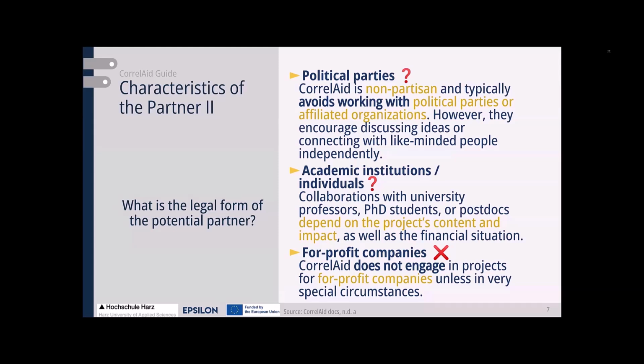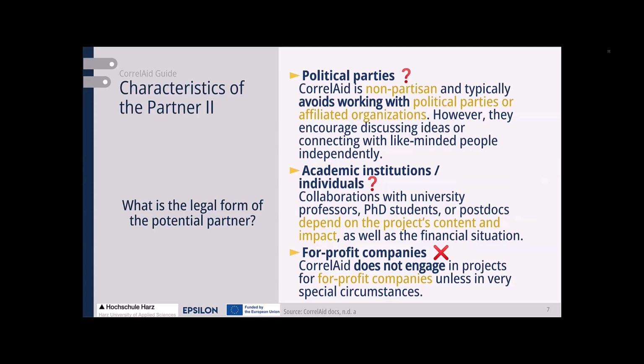However, CorrelAid encourages ideas which can be connected to like-minded people and therefore can be discussed in this area. And this does not exclude politics. But here it is like-minded people that are in focus and not their political background. So for discussion purposes, this political party idea is less restrictive than for the project itself.